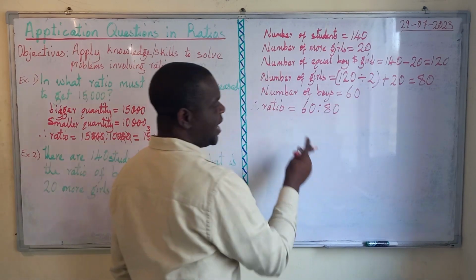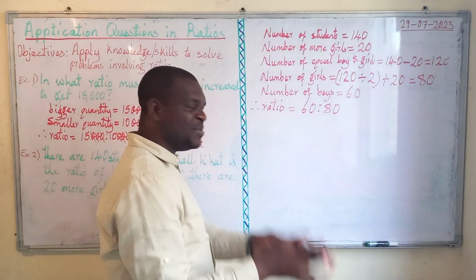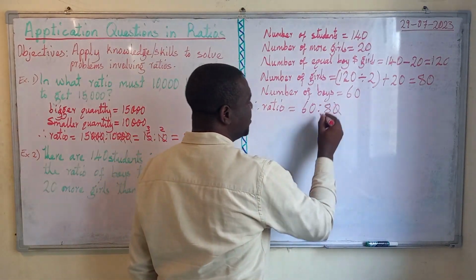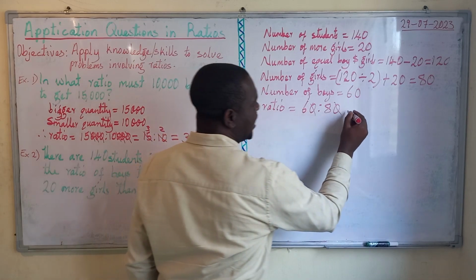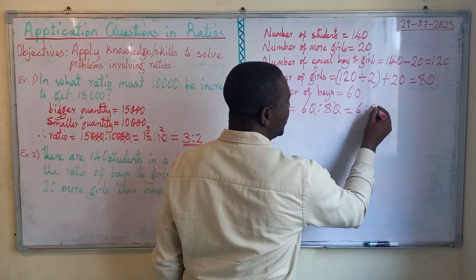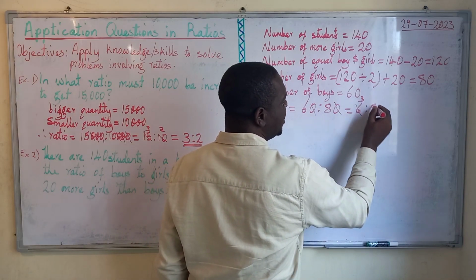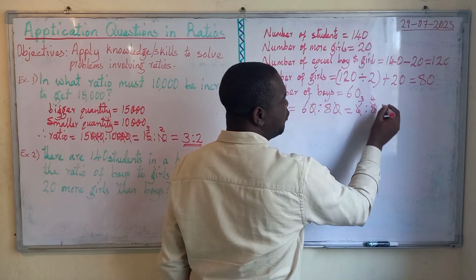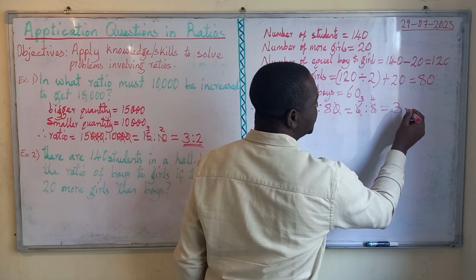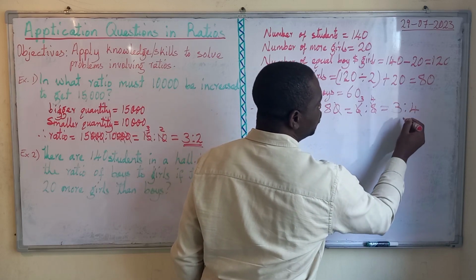That's for the girls. And we can leave it like this. We simplify to the lowest term. This 0 can simplify this 0, and we'll have 6 is to 8, which can further be broken down. 2 into 6 is 3, and 2 into 8 is 4. So that our final ratio will be 3 is to 4.